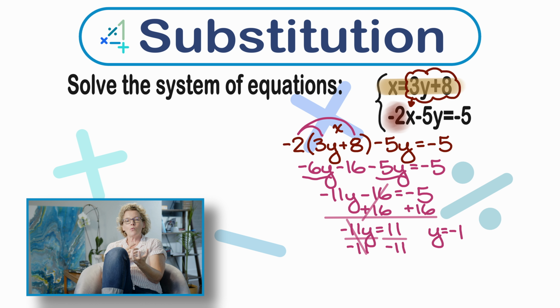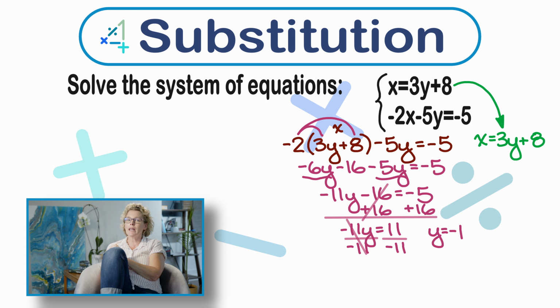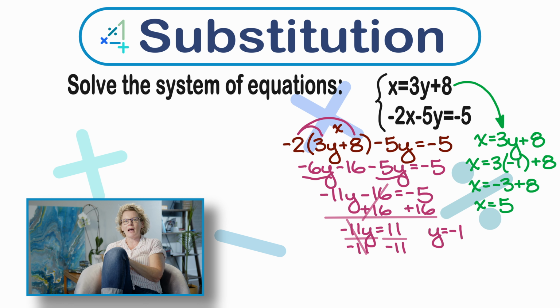We've got to get that y into the easier equation to find the x. We'll use that first equation and put in negative 1 for y. x equals 3 times negative 1 plus 8. x equals negative 3 plus 8, so x equals 5. And the answer is 5, negative 1. I hope you see that this challenges our algebra skills and our attention to detail, but it's not so bad.